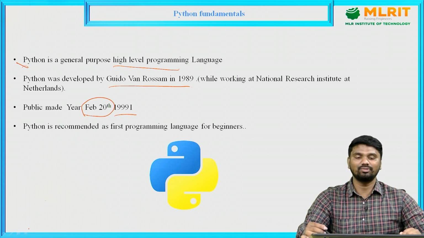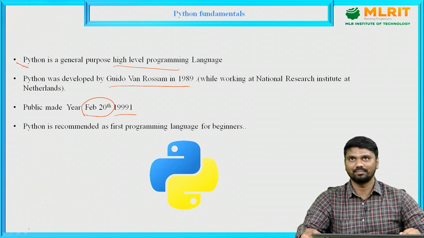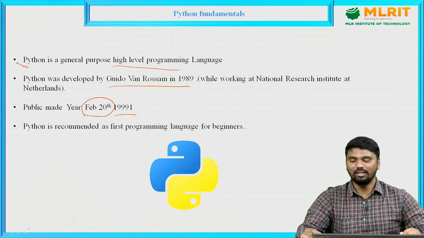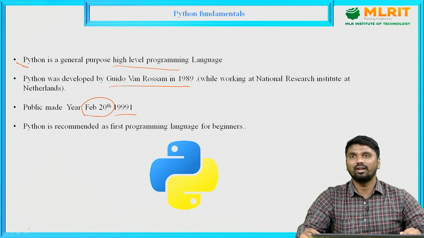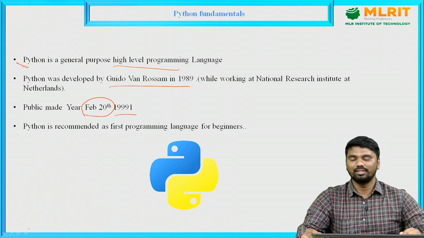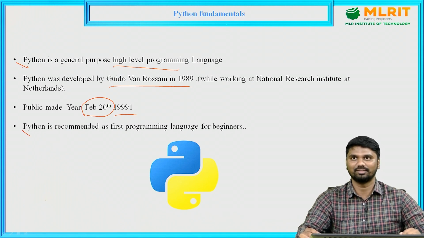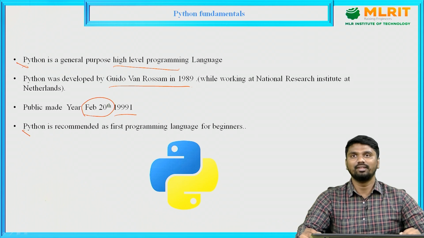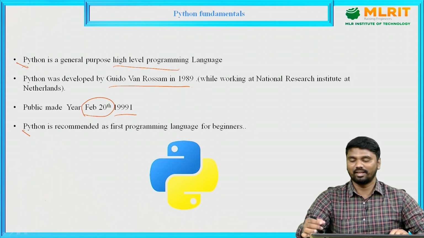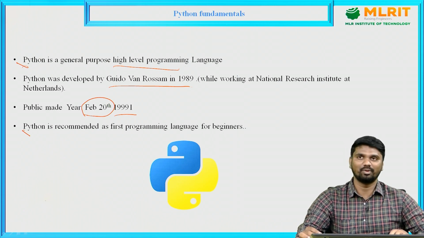And why do we have to learn the Python programming language? Even if anyone could not learn the Java programming language or the C programming language, Python is recommended as the first programming language for beginners. That much easiness is there in the Python programming language from the point of view of syntaxes and declarations.